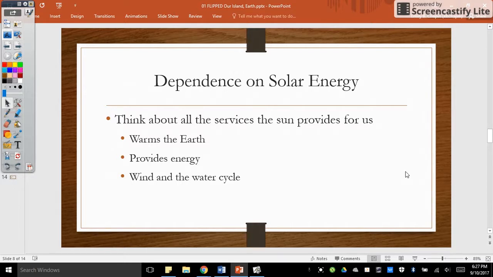The sun also fuels the water cycle. And we obviously need the water cycle because most of our body is made up of water. And if we think about our energy sources, solar panels rely on solar energy.